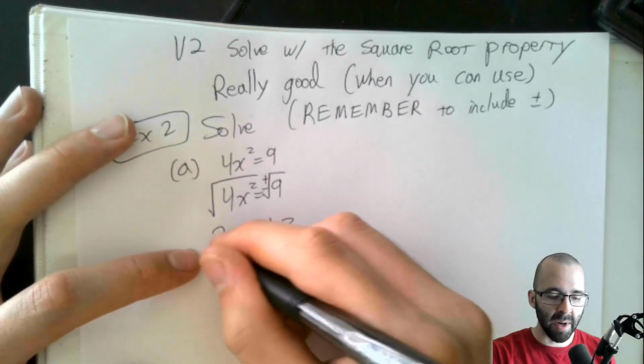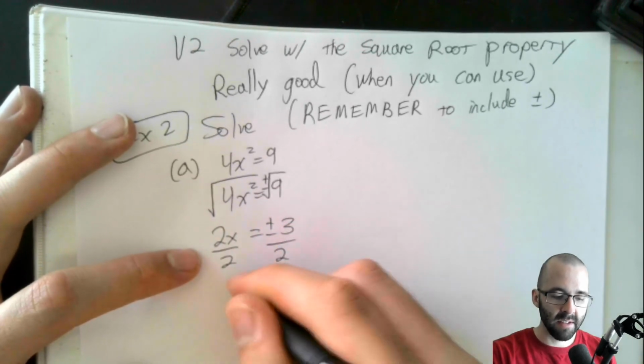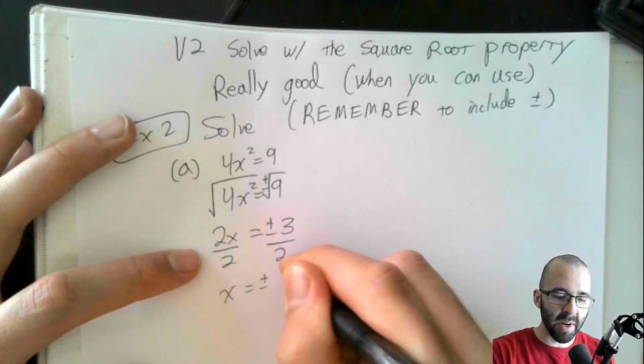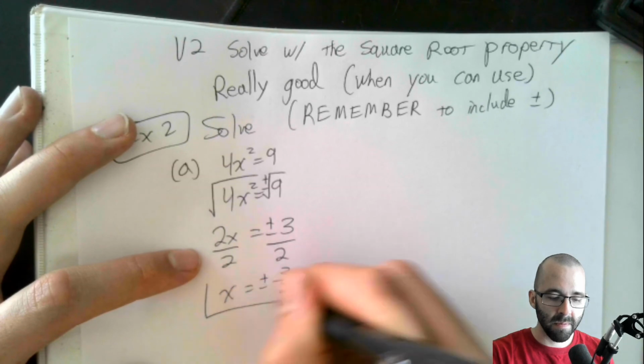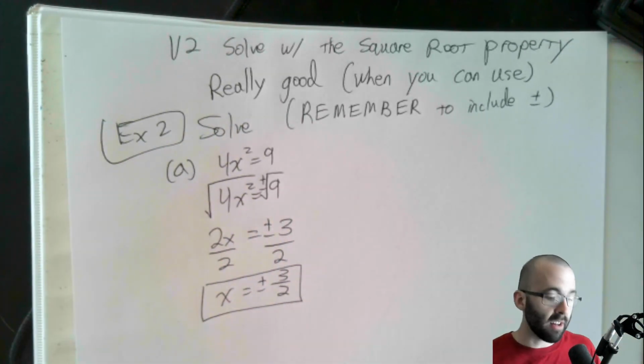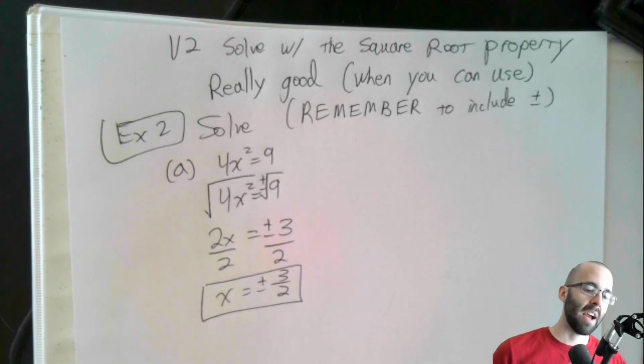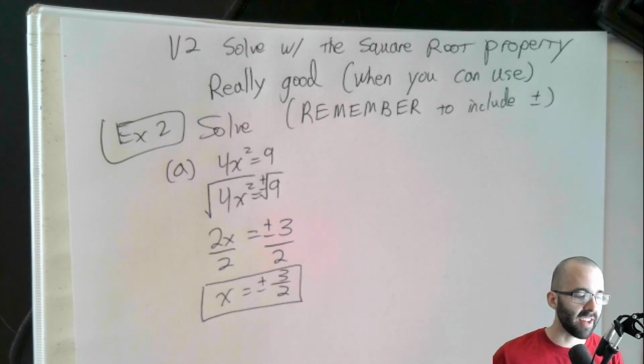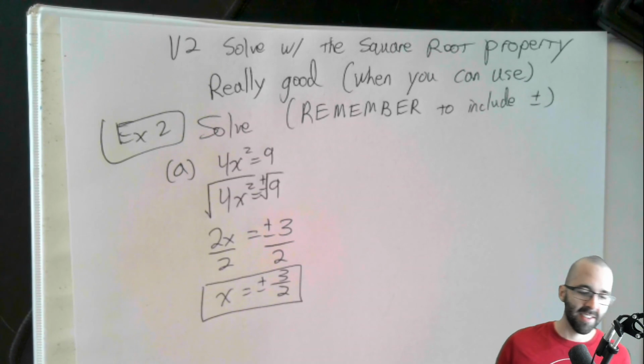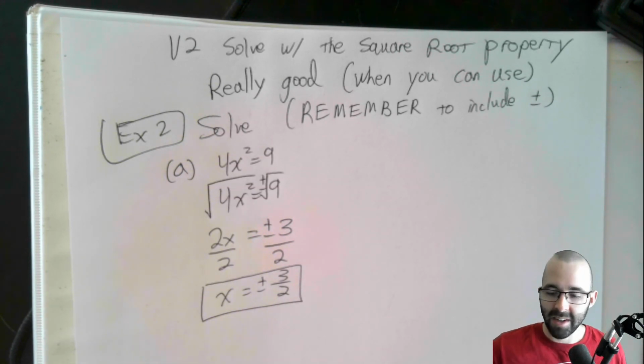Next up, we divide by 2 because we need to solve for x. So we get x equals plus or minus 3 over 2. Or in our last answer, we said x is 3 halves and negative 3 halves. Both are equivalent ways of writing your answers. Okay? That's it. That's the square root property.